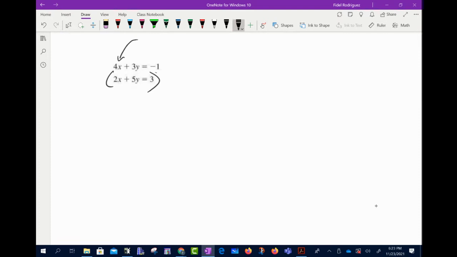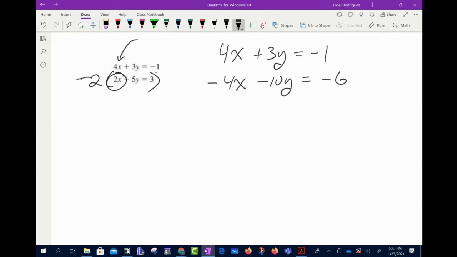So I noticed that the number in front of this x is a 4. So if that one's a 4, I would really like this one here to be a negative 4. So how can I make that positive 2 into a negative 4? We can multiply the bottom equation by a negative 2. So first thing I'm going to do, I'm going to rewrite the top equation. I'm going to leave it alone. 4x plus 3y equals negative 1. And then I'm going to multiply the bottom equation by a negative 2. That's going to give me a negative 4x, minus 10y equals a negative 6.